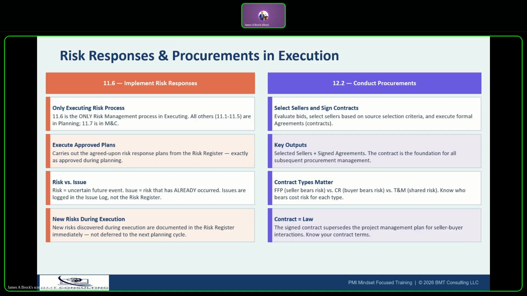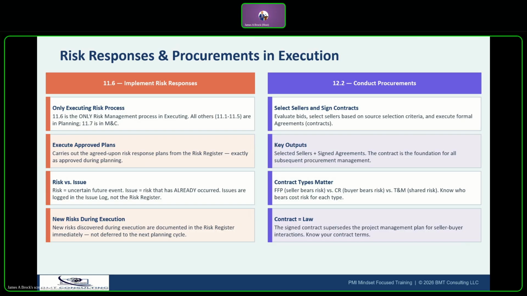A risk is uncertain and in the future. An issue has already happened and needs to have immediate action. So the issues go into the issue log, risks go into the risk register. Just keep that in mind.